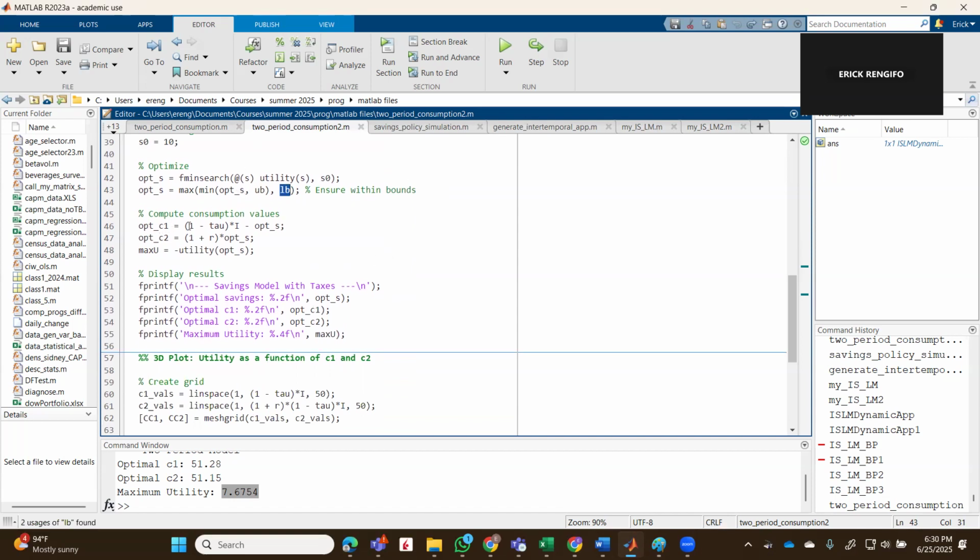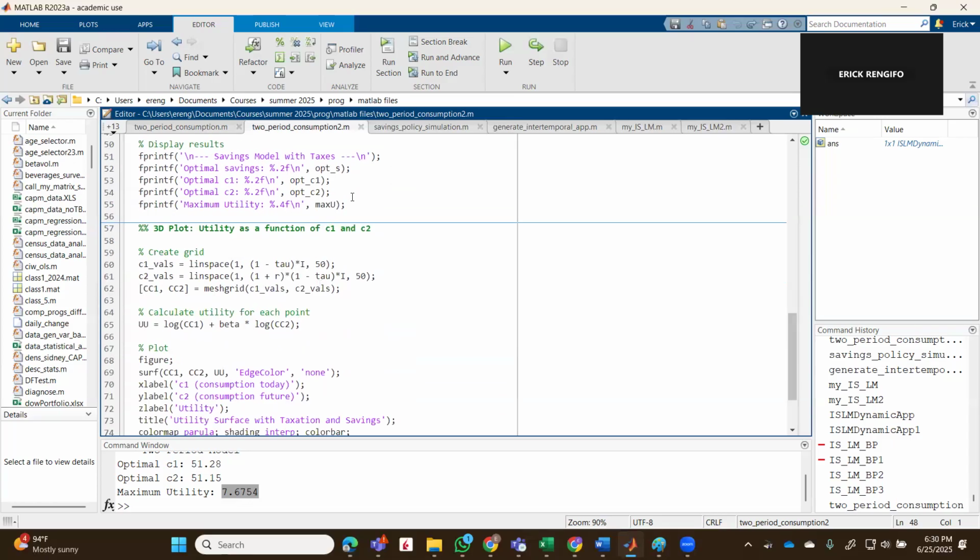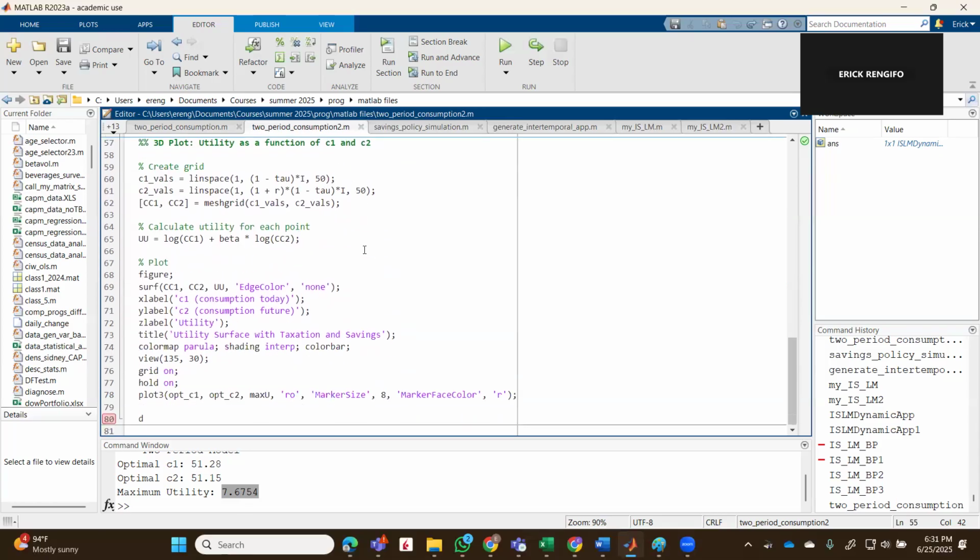And then you simply start building up the things. You start building up my optimal C1, my optimal C2, and then what is my maximum utility. And this is going to be displayed here. And then, guys, what I have created here is basically a function, a 3D function.